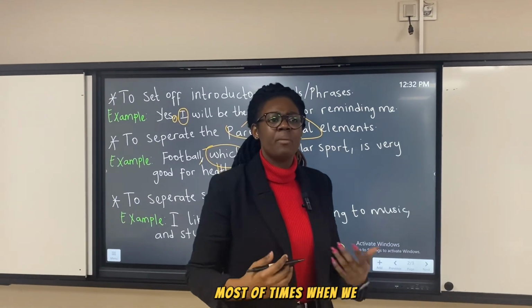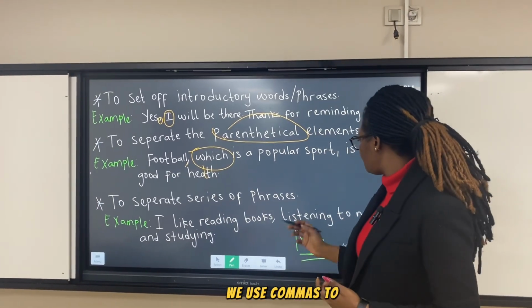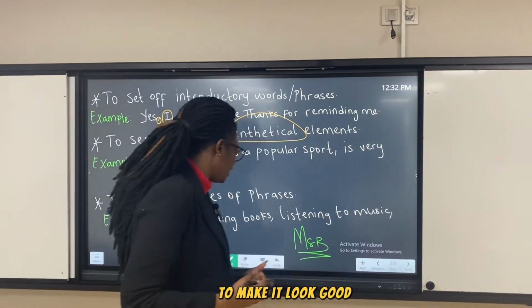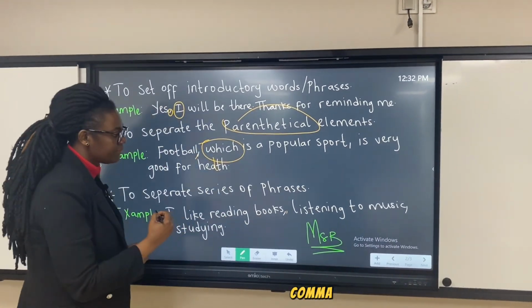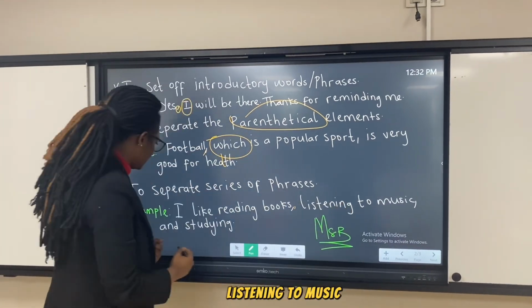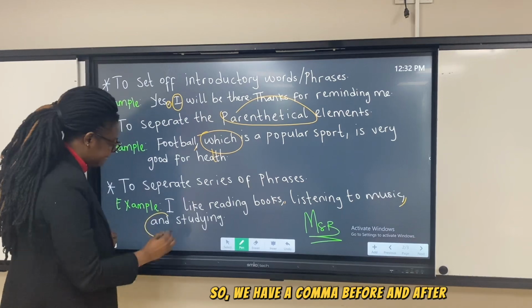Now we equally use commas to separate a series of phrases. Most of the time when we communicate, we want to use different types of phrases. We use commas to separate them to make it look good and excellent. I like reading books, listening to music, and studying. So we have a comma before and.